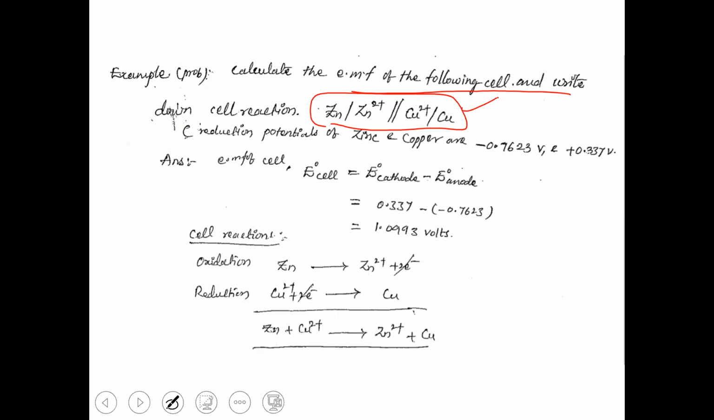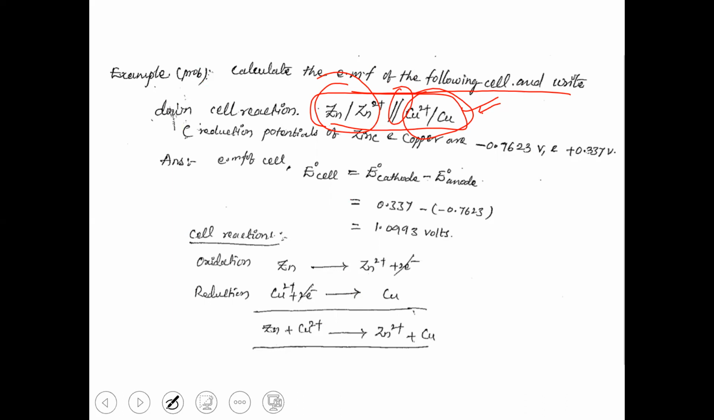This is the anode of the reaction, and this is the cathode of the reaction. Zinc 2 plus, and here it is copper 2 plus copper. This is a salt bridge. That is why this is the cell representation of the given cell. This is very important.